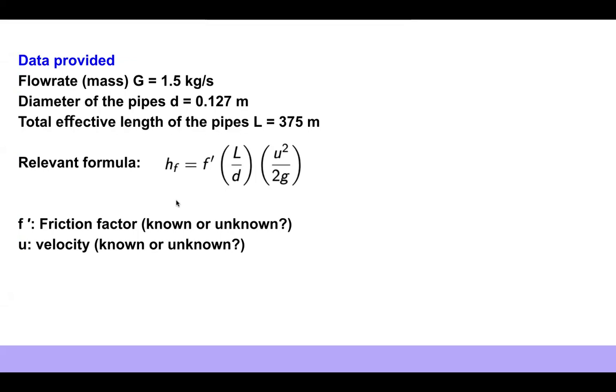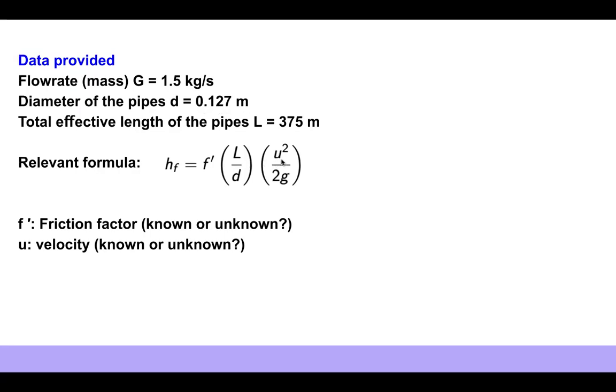For the first thing, do you know the friction factor? No, we have no idea what the friction factor is. Do we know the length of the pipe? Yes, the effective length of the pipe is given as 375 meters. And the next is the diameter of the pipe. Is the diameter of the pipe given to us? Yes, that is 0.127 meters.